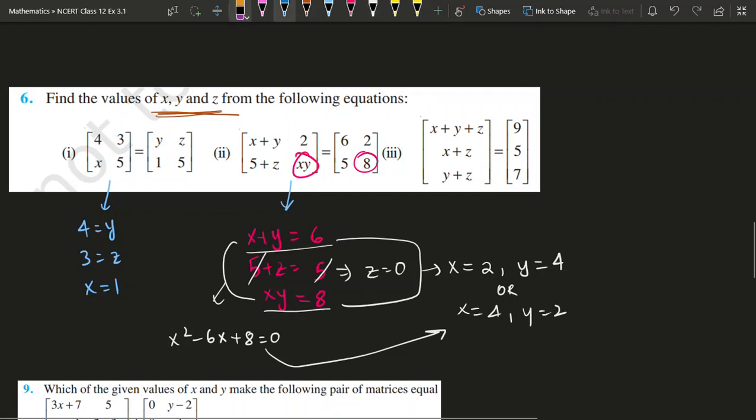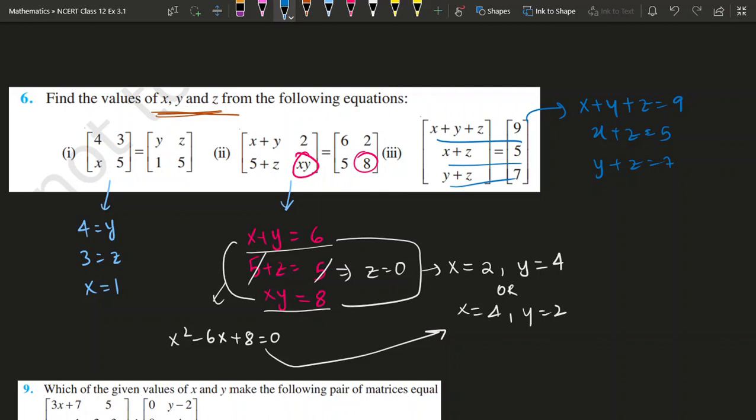Let's move on to the third part of the problem. The third part has two column matrices, and they are equated together. So you get 3 equations right away. x plus y plus z is equal to 9. x plus z is equal to 5, and y plus z is equal to 7. So what you can do, x plus z is equal to 5, and you can put it into the first equation. So the first equation can be written as x plus z plus y. I'm basically just taking this y out and writing it on the other side, and that's equal to 9. That's just the first equation.